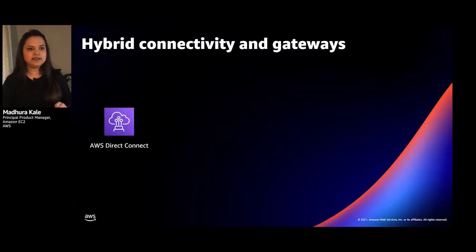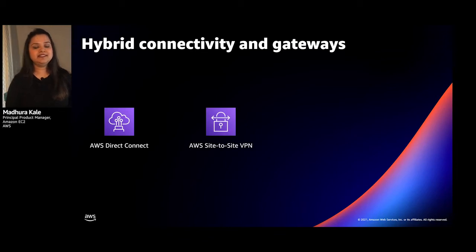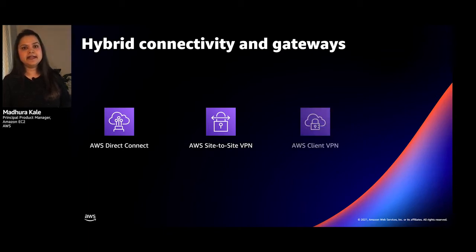One is Direct Connect. It allows high-speed physical connectivity between AWS and your data centers or office locations bypassing the internet. Site-to-site VPN is your managed IPsec VPN service that allows you to connect on-premises locations to your VPC resources, either over the internet or over Direct Connect. And last but not the least is client VPN service that can be used by your remote workers to access resources on premises as well as on AWS. We're going to go through each of these now.